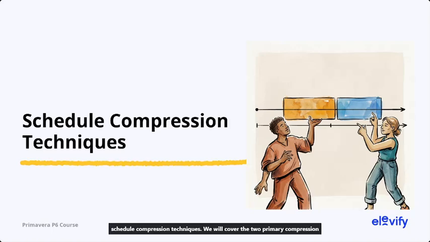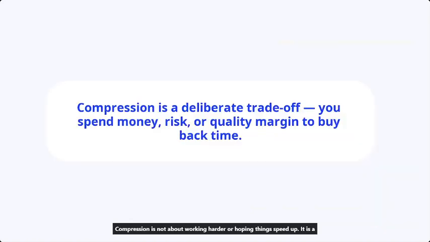We will cover the 2 primary compression techniques, how to analyze the cost implications of each option, and how to document your decisions so they stand up under scrutiny. Before we get into the techniques, make sure you have this framing right. Compression is not about working harder or hoping things speed up. It is a deliberate trade-off. You choose to spend something, money, risk, or quality margin, to buy back time. That mindset shapes every choice we discuss.